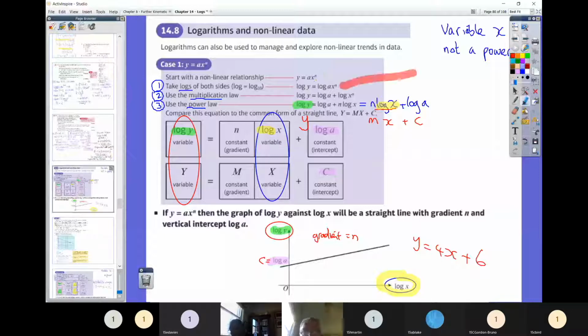So logging both sides, we get log y equals log ax to the n. And then we use the multiplication law. So our right-hand side breaks down to being log a plus log x to the n. And that's where I've got line number 2 written down.